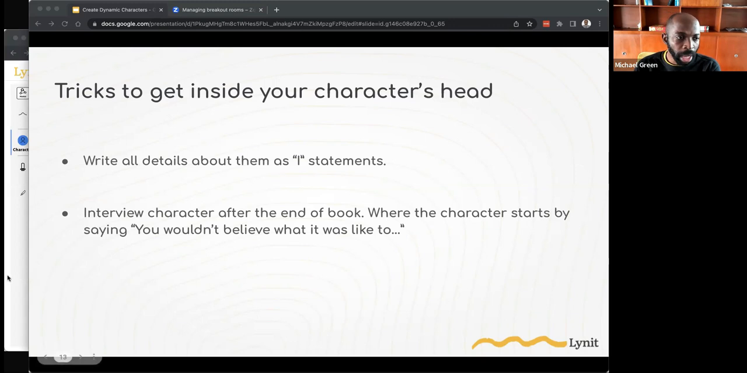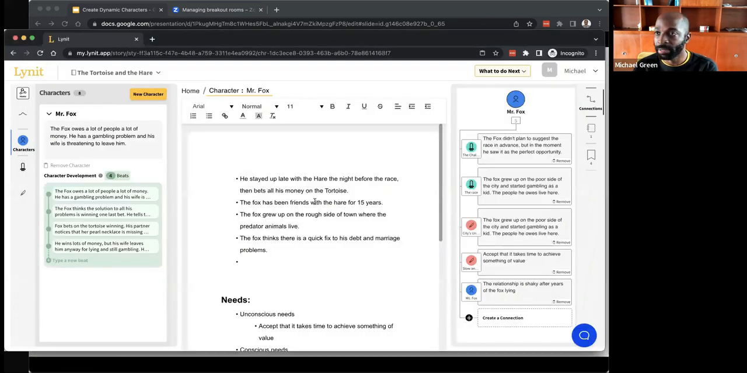So I'm going to jump back to, and the reason I also want to show, we've been looking at the outline of the fox from the tortoise and the hare.